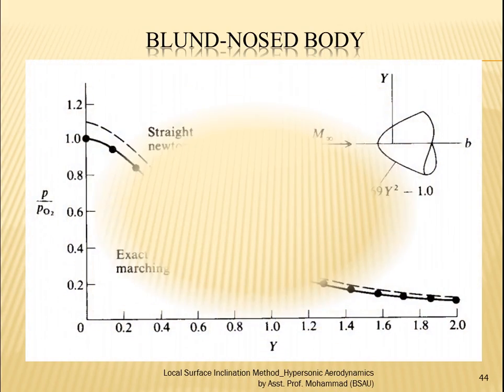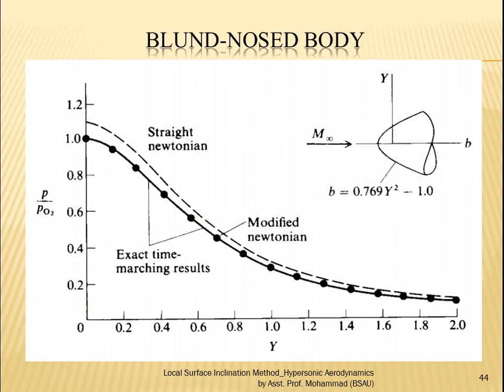This Newtonian law and the modified law were applied on a blunt nose body, and this is the result that has been found. For prediction of pressure distribution over a blunt nose body, the modified Newtonian law is considerably more accurate than the straight Newtonian law. This is illustrated in the figure given here. The pressure distribution over a paraboloid nose section at Mach number 8 is estimated first by using an exact finite difference solution of the blunt flow field, and then straight and modified Newtonian laws were used to do the same. They are all shown in the plot.